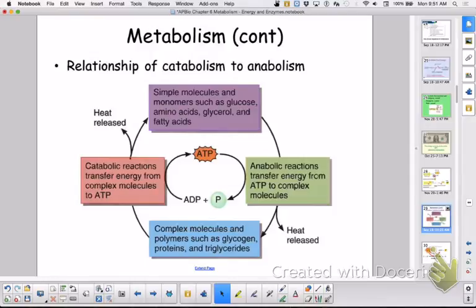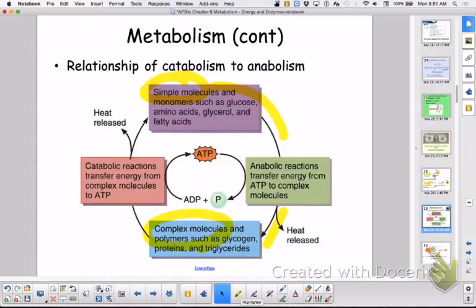Glucose, amino acids, and anabolic reactions transfer energy from ATP and obey the second law of thermodynamics. And complex molecules such as polymers, like, are broken down in catabolic reactions.